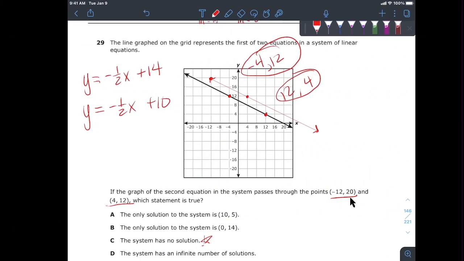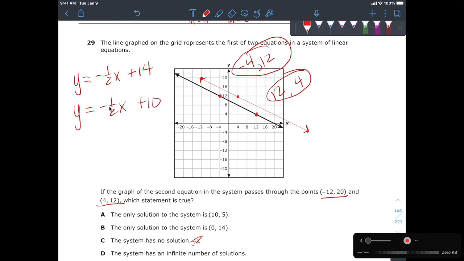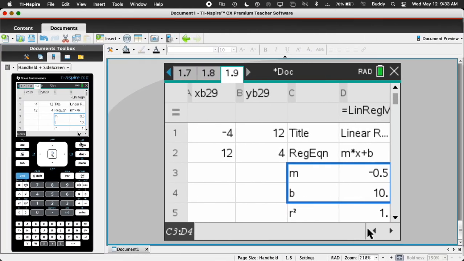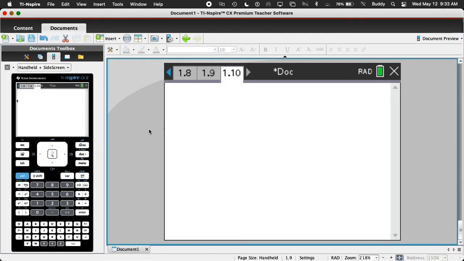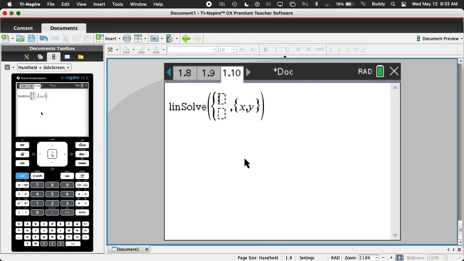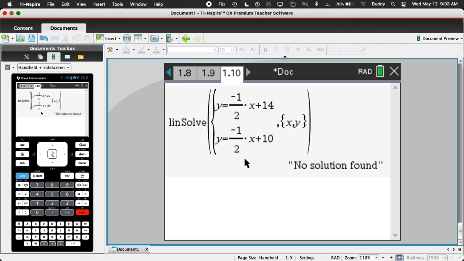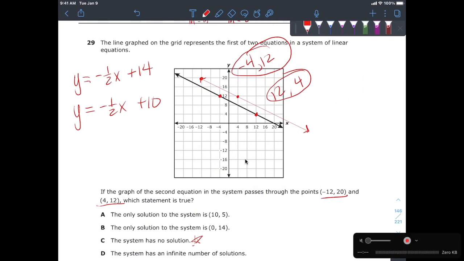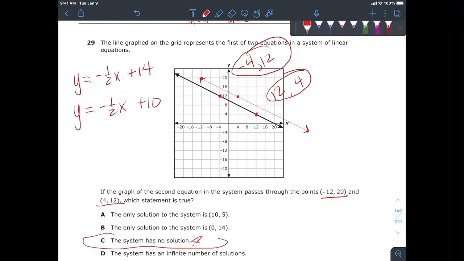Now, just based on that information, I see that these two guys are parallel. They've got the same slope. But I'm going to do this anyways. Let's go ahead and run a lin solve and let's figure out what it says. So y equals negative 1/2 x plus 14. Y equals negative 1/2 x plus 10. No solution found. Exactly what we got when we did it by hand. So 100% certain, my answer is C.